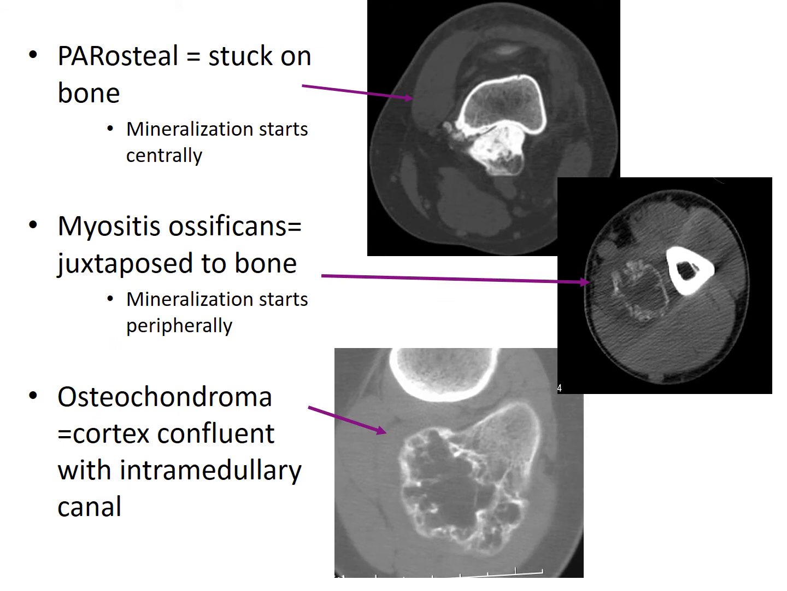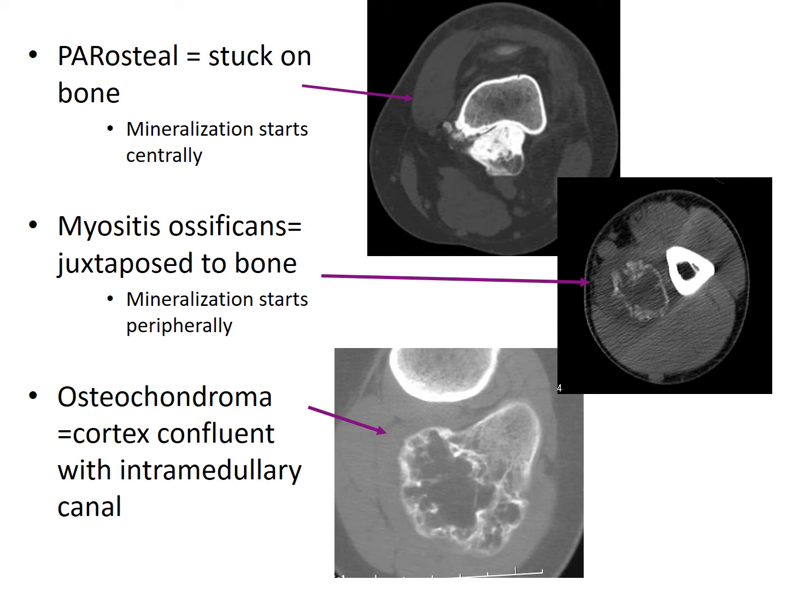When we talk about considerations for surface lesions, parosteal is a surface lesion actually stuck on bone. The mineralization starts centrally. As the tumor grows, it gets bigger. In contrast, myositis ossificans is juxtaposed to bone, but it doesn't necessarily contact the bone. The mineralization starts peripherally. This is important. So malignant lesions tend to start small, grow, and that's the same thing their mineralization does.